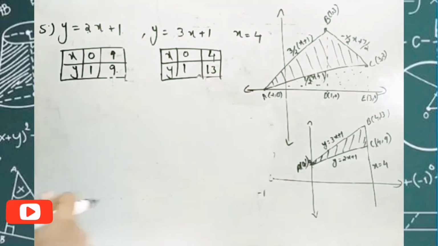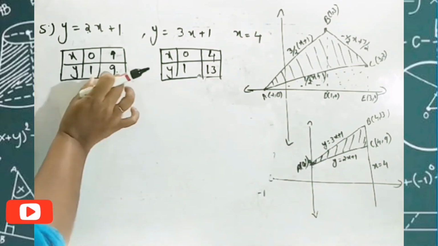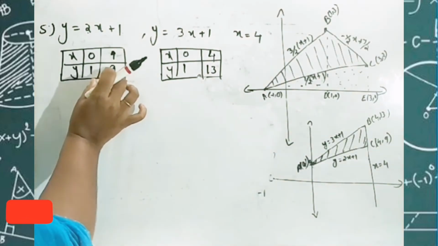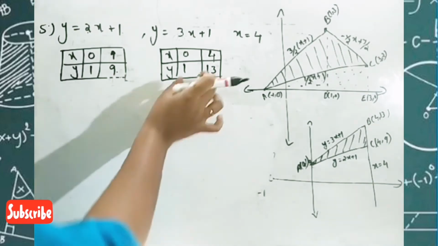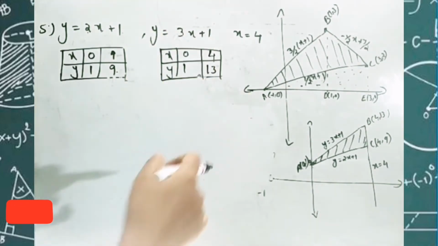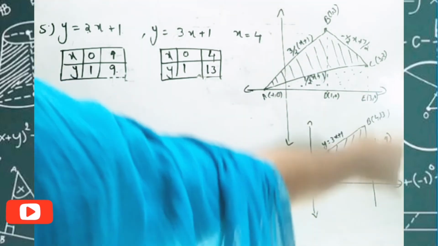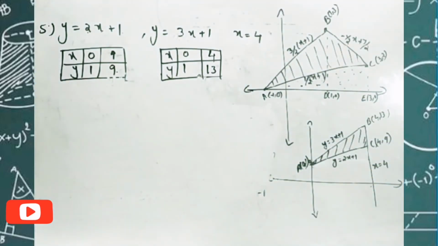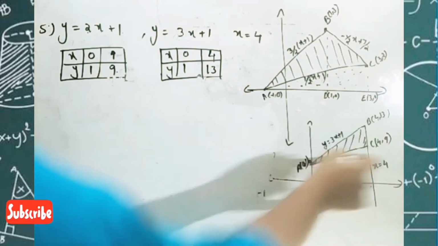Three points. Just plot these 2 points and join them, and you will get the line y is equal to 2x plus 1. Plot these 2 points and join them, and you will get y is equal to 3x plus 1. And x is equal to 4 is a line which passes through the point 4 and is parallel to the y axis. So we got one triangle there. And look at this triangle ABC.